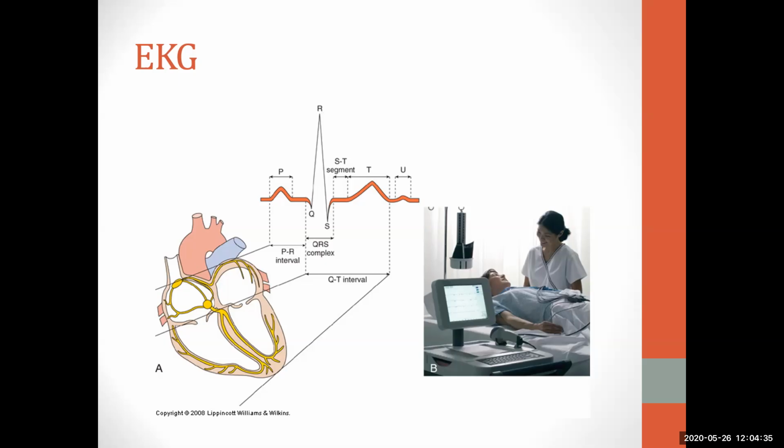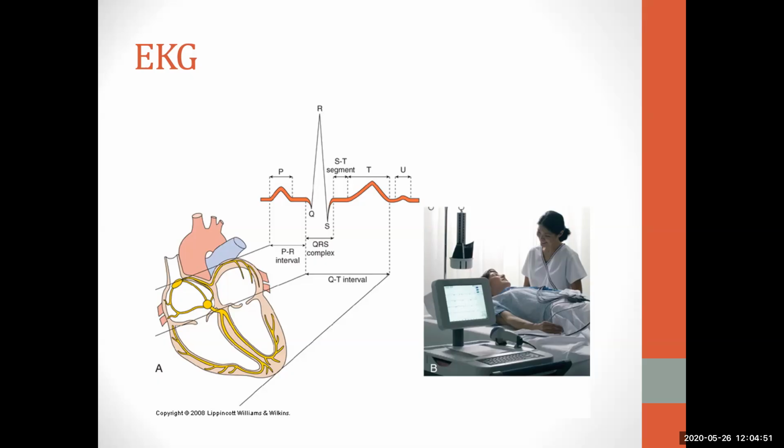So this is how we can also determine if somebody is potentially having an MI, a heart attack. We can also see some other disturbances, whether it's related to a chemical imbalance or electrolyte imbalance, medication sometimes.